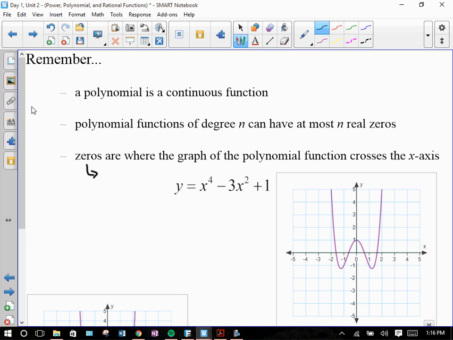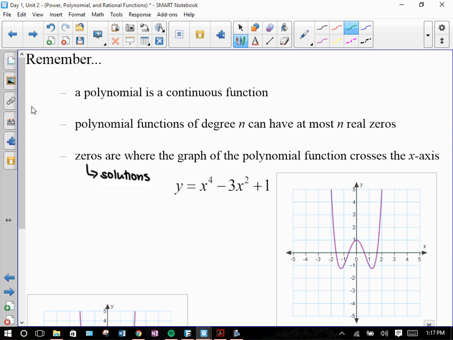Zeros are also referred to as solutions. So if I say find the solution to this equation, you're finding the zeros. Right? You're finding where it crosses the x-axis.